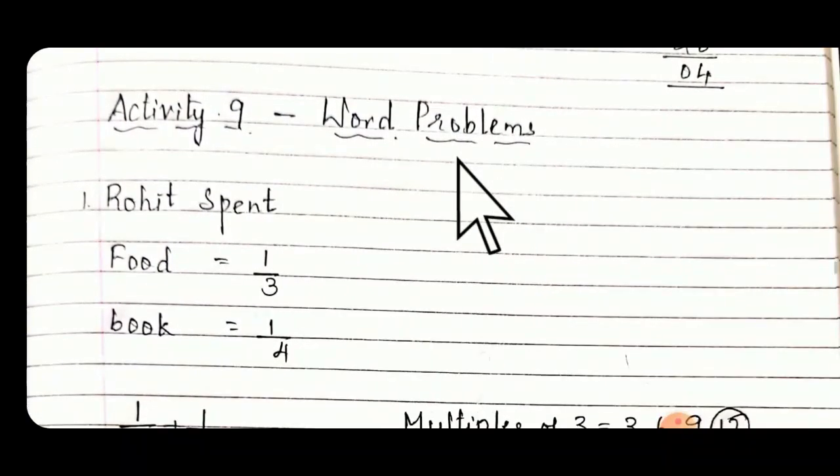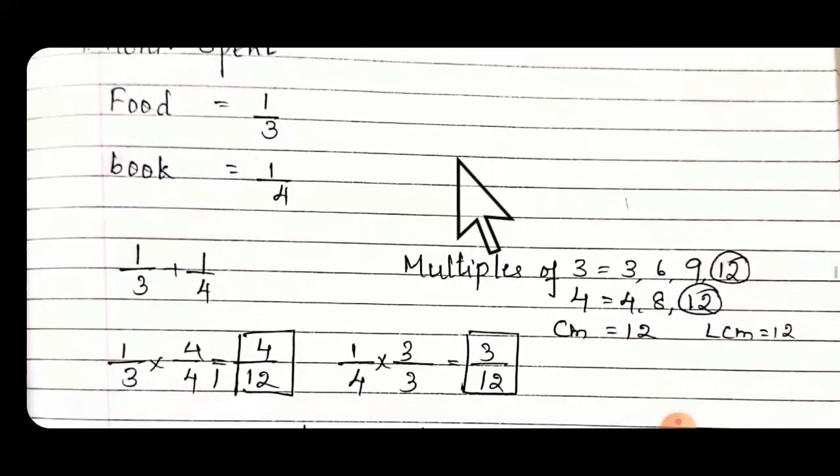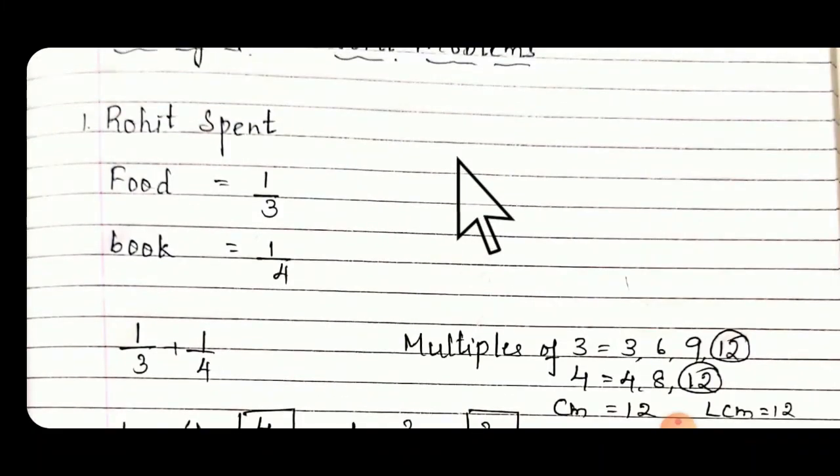Activity 9. We have word problems. Let us take the question. Rohit spent 1/3 of his money on food and 1/4 of his money on books. What fraction of money did he spend in all? In all means what you are going to do? Total. To find total, how are we going to do?